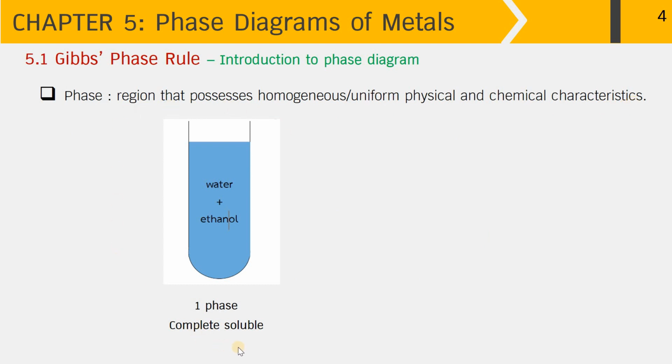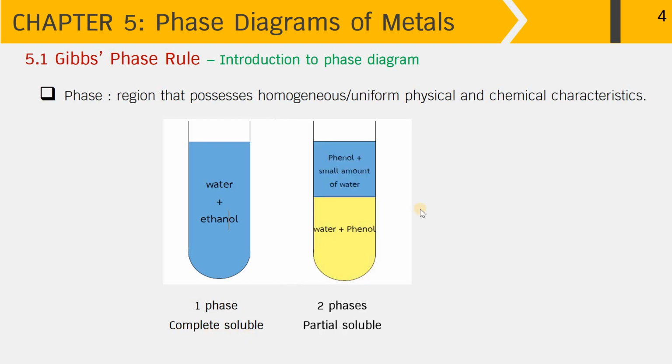First, when you have a look onto the picture, and when you mix ethanol with water, since ethanol is soluble in water, you can see just one phase that is completely soluble. And for the second example, when you mix phenol into water, you can see now 2 phases because phenol is partially soluble into water. Down here you can have the mixture of water and phenol, but above here you can see a different phase of phenol with a small amount of water. So this system contains 2 phases that are partially soluble.